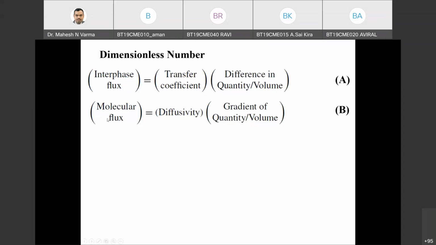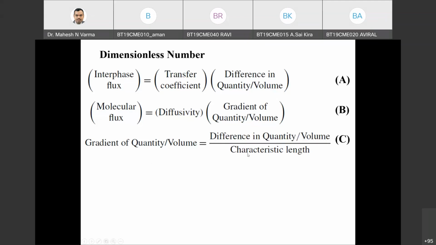Certainly, this ratio of two fluxes is again a dimensionless number. And this gradient of quantity per unit volume will have a unit: the difference in quantity per unit volume divided by characteristic length. This we have already discussed. Now combining A, B, and C, this is the flux, this is also flux. I can divide these and get a dimensionless number.